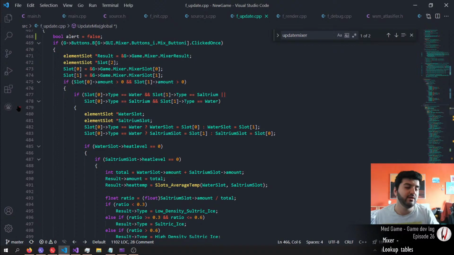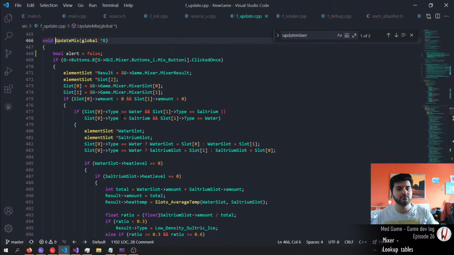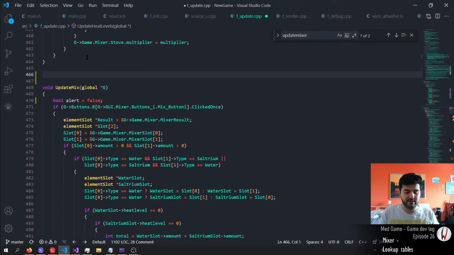This is not sustainable. It's stupid, and if I'm going to write it, I'm going to hate myself, and it's going to be very unreadable code. The better way to do it is have a lookup table. A lookup table would handle all of these cases. Let's work on that.